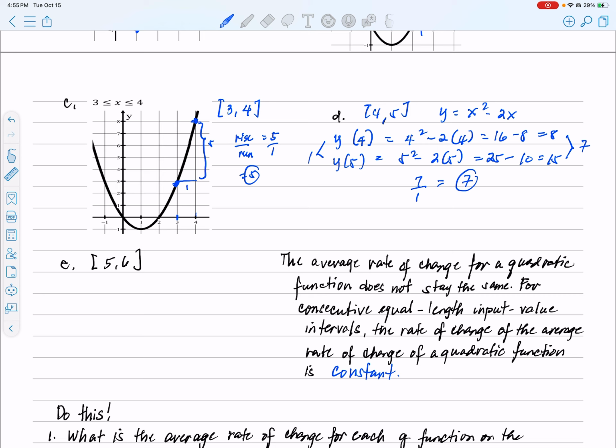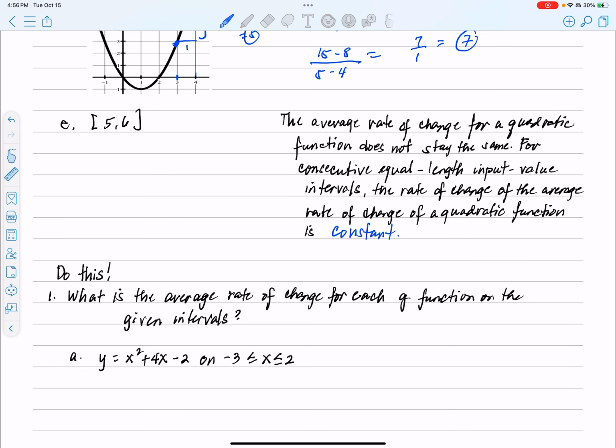So we have the difference from 8 to 15. Or we could say 15 minus 8 over 5 minus 4, doing the y2 minus y1, x2 minus x1. So we have 15 minus 8, then 5 minus 4. That equates to 7 over 1. It's giving you 7. Do the same thing when you have the interval of 5 to 6.